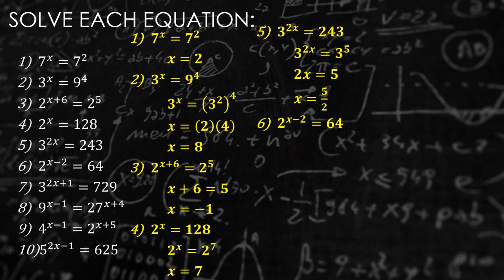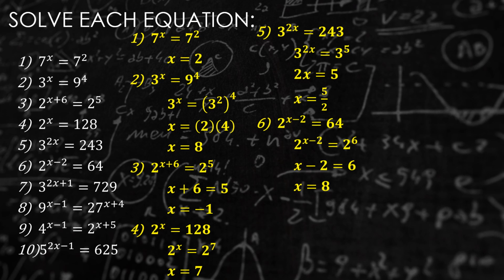Number 6. 2 raised to x minus 2 equals 64. So, ano kaya ang gagawin natin sa right side? Yung base niya is dapat 2. Ano ang kanyang exponent? Para ang sagot is 64. Okay, so we have 6. 2 raised to 6 is equal to 64. Let's equate the exponents. Okay, so we have x minus 2 equals 6. Let's solve for x. So, 6 plus 2. The answer is 8.